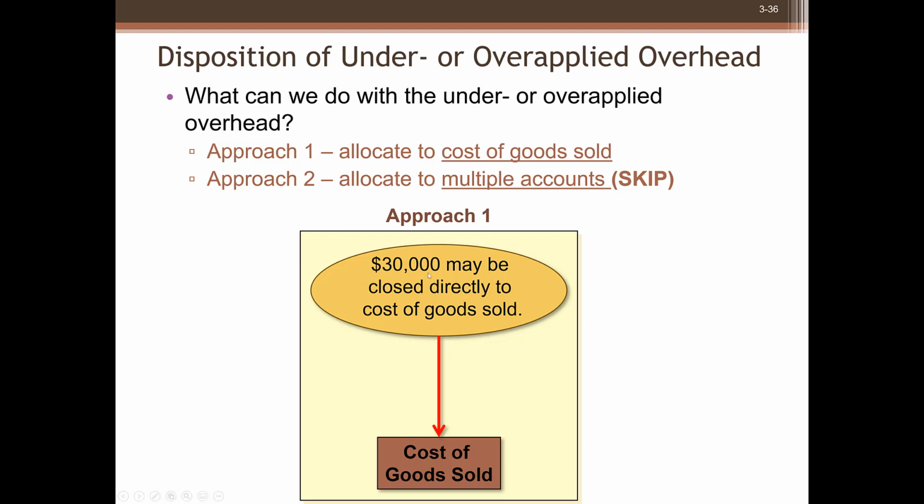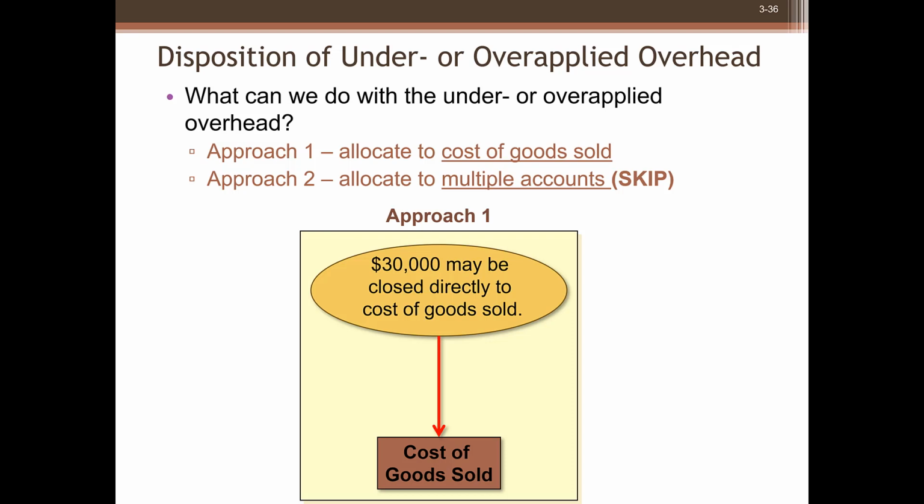Let's say for a 30,000 difference, we need to close it to the cost of goods sold account. In accounting, closing means the ending balance at the end of the accounting period will be 0. We want to close it to 0, or we want to make it 0. That's the closing process.